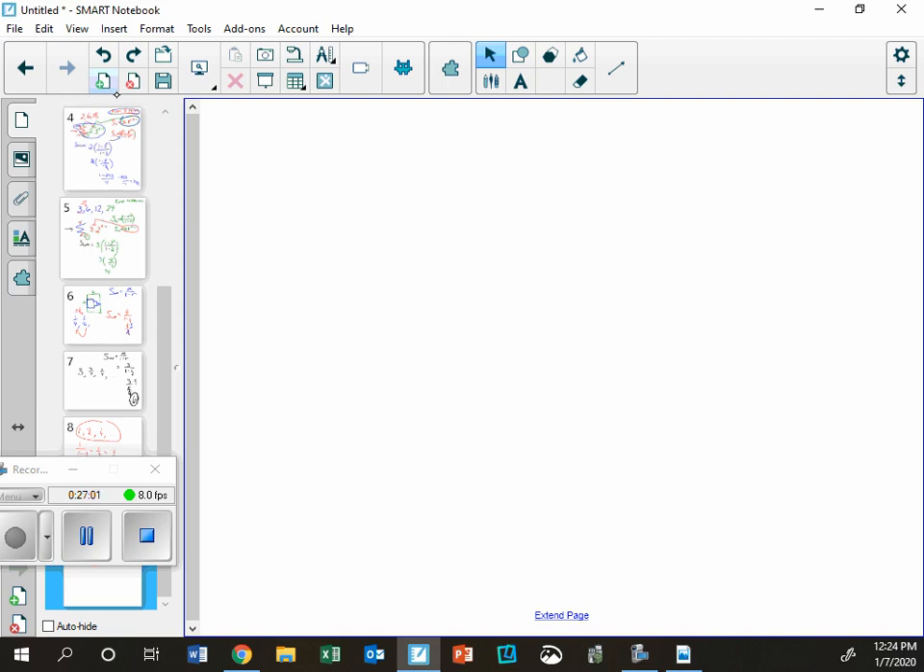Now let's actually do this paper folding thing. For those that are at home and are not going to be able to do this, it's okay. It's just a visual representation of it. It's not something I'm going to have you make up.